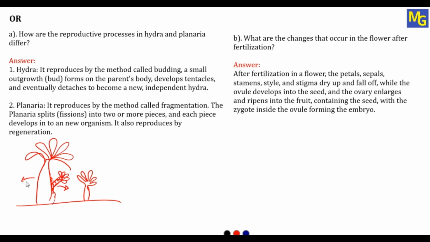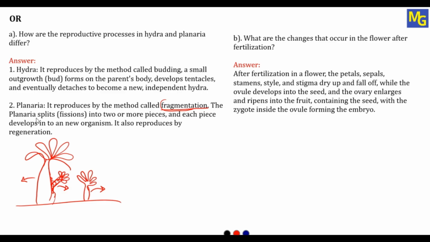So this is the parent, and this is a new individual. This is with the help of budding. Now we will see Planaria. It reproduces by the method called fragmentation. So here the reproduction takes place with the help of a process called fragmentation. Fragment means a piece. The formation of pieces is called fragmentation.